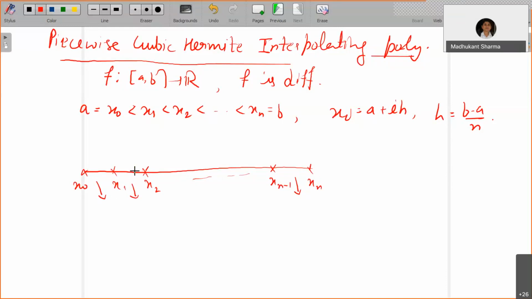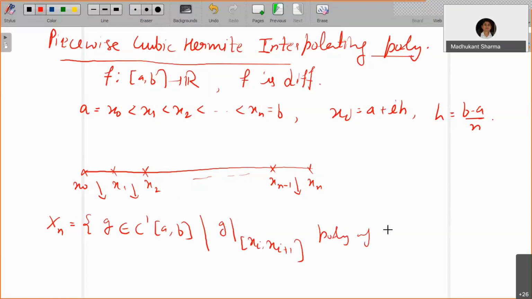So if I recall the space, what you require is that the interpolating polynomial g is C1 on the closed interval [a, b] over R, such that g restricted over the interval xi to xi plus 1 is a polynomial of degree less than or equal to 3.